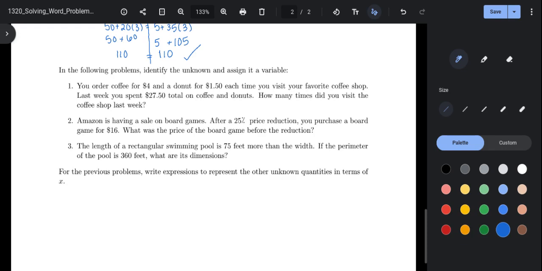Now, in this case, I know how much a coffee costs. I know how much a donut costs, but I don't know how many times I visited the coffee shop, and that's what I'm looking for. So in this case, my x, or whatever variable you choose, is going to represent the visits, or the number of visits that you take to the coffee shop.